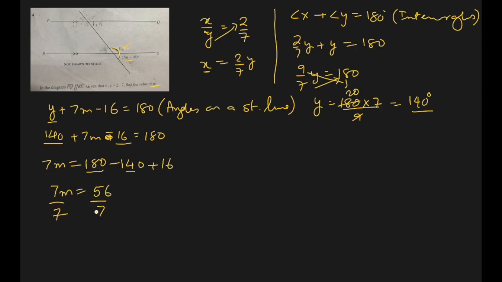Divide by 7, divide by 7. M is 8. M is the only thing we have to find out. That's the answer. Let me read it for you.